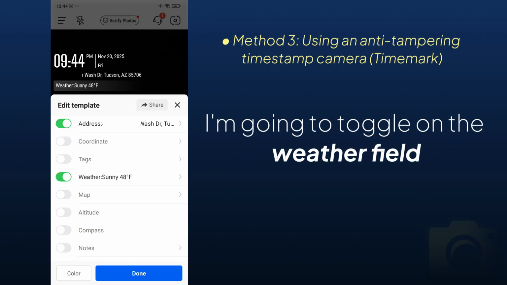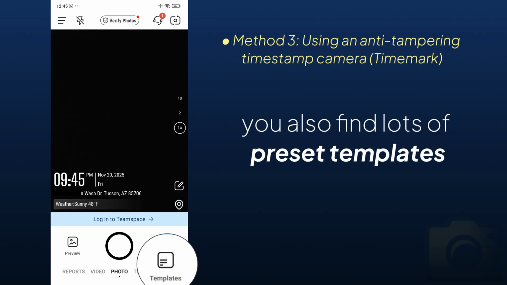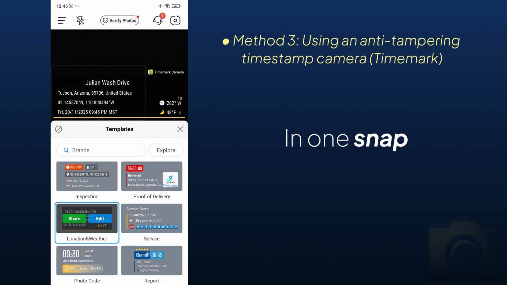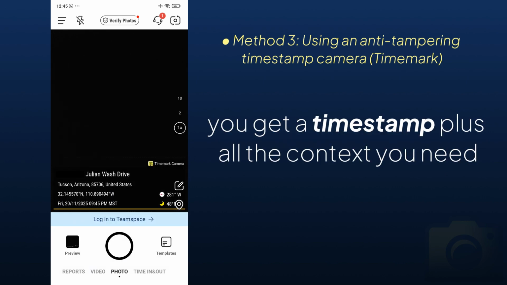I'm going to toggle on the weather field. Inside templates, you also find lots of preset templates built for different industries. Let's try this one. In one snap, you get a timestamp plus all the context you need.